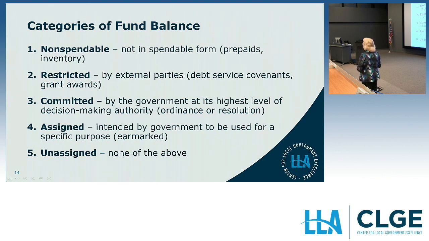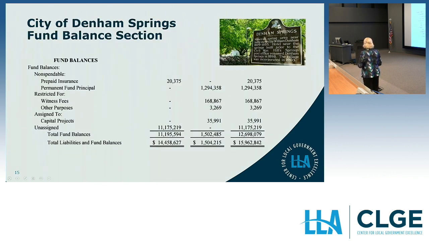That's like none of the above. That's everything that filters to the bottom. So let's take a look at the city of Denham Springs in their fund balance section. They have non-spendable, and look, they have permanent funds. So they separated out, remember we talked about permanent funds. Can't spend it. One of those can't-have-your-money accounts. There you go. They separated that out.